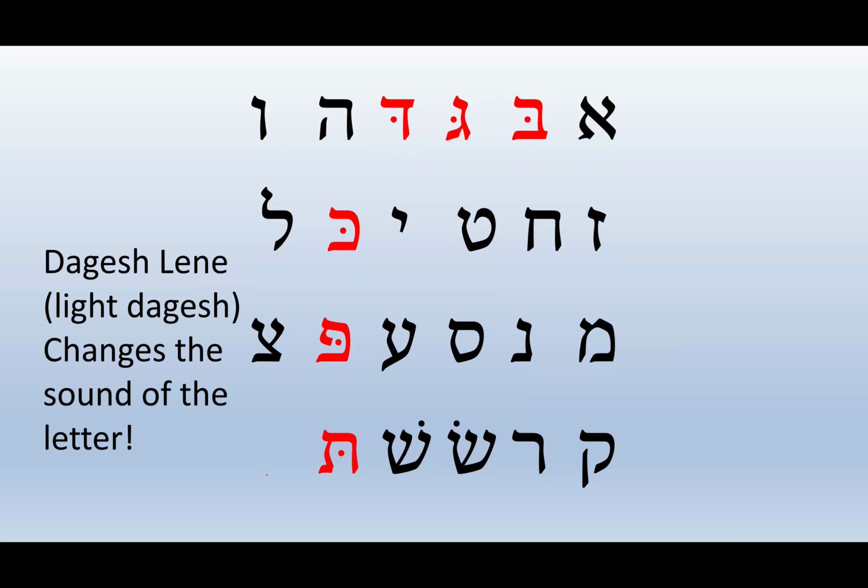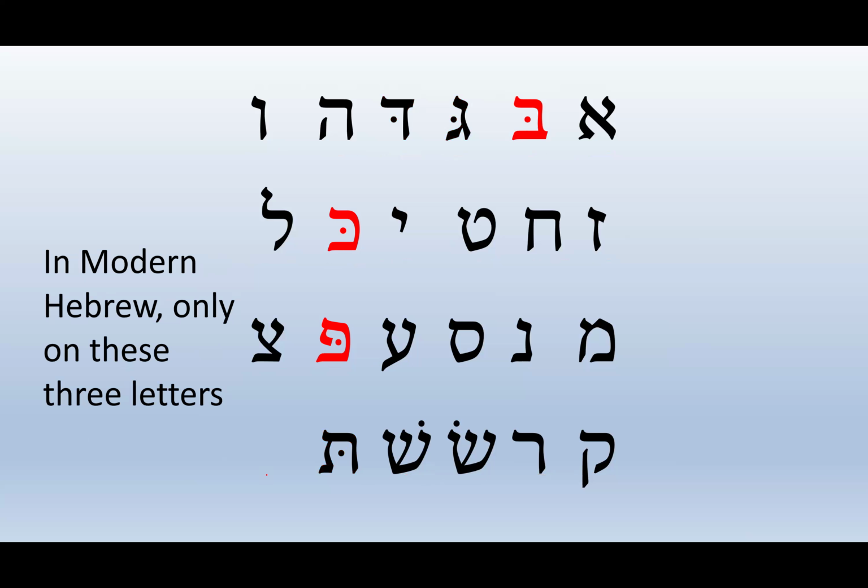And then the Begad Kefat letters, those are the ones with the dots, the dageshes in them. These are the dagesh lene. Dagesh lene means a light dagesh. And they change the sound of the letter. But for modern Hebrew, it only changes the sound in these three letters, the bet, the kaf, and the pe. Those are the only ones that change. The others are the gimel, dalet, and the tav. In modern Hebrew, those do not change whether they have a dagesh or not. But that's the dagesh lene.